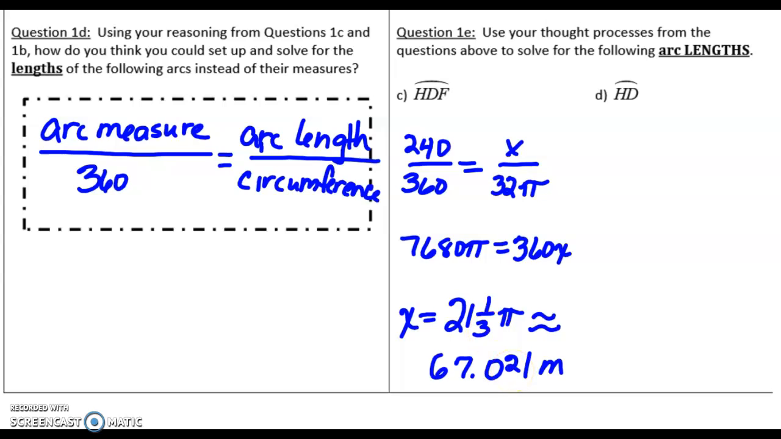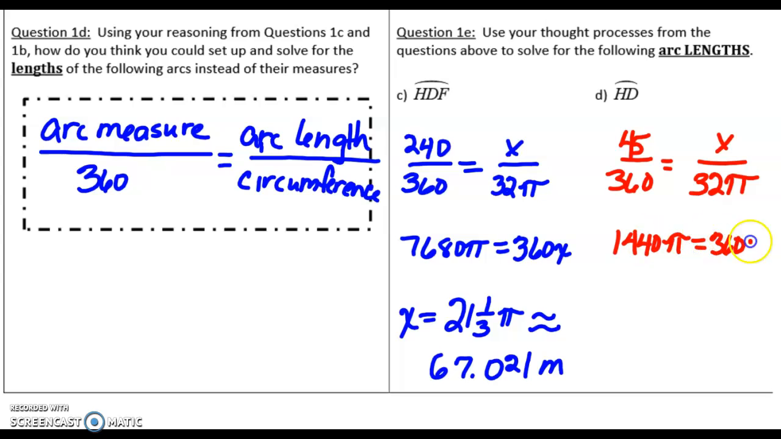All right, if we did the same thing with HG, HG was 45 degrees over 360 degrees, equal to the arc length over the circumference, which is all the way around. And then when we multiply diagonally, we get this. And if we solve this by dividing by 360 on both sides, then we would get 4 pi. And that is approximately 12.566, and that is in meters.